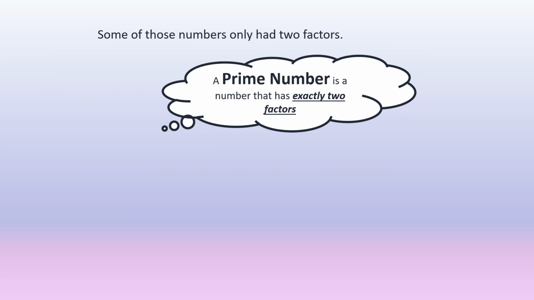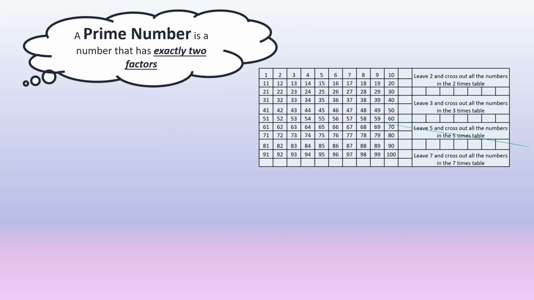So some of the numbers on that other slide only had 2 factors. It had 1 and itself, and we call that a prime number. So a prime number is a number that has exactly 2 factors. Okay, so the first thing we're going to do is to leave the 2 and cross out all the other numbers, and that's because number 2 will only have 1 times 2, so it's only got 2 factors, so it's a prime number. Whereas if we take the number 4, we could do 1 times 4 or 2 times 2. So it's got 3 factors.